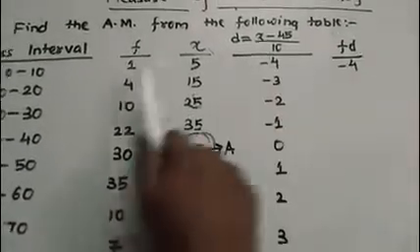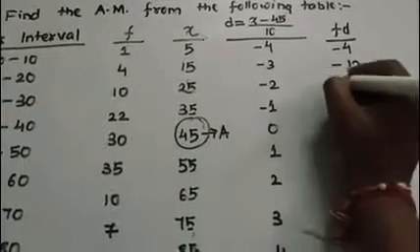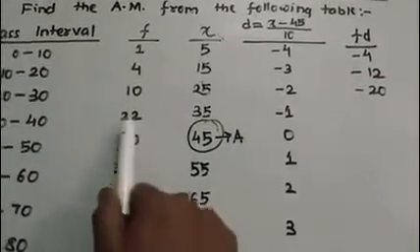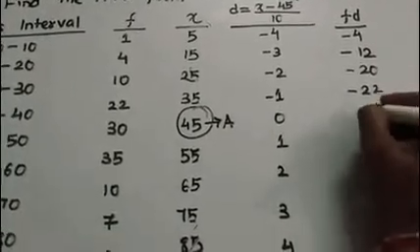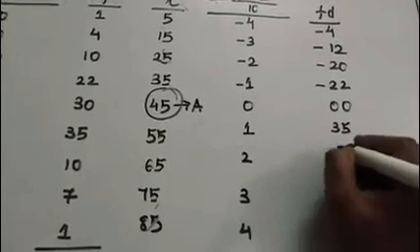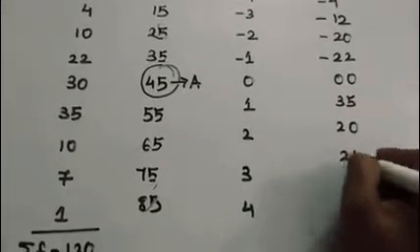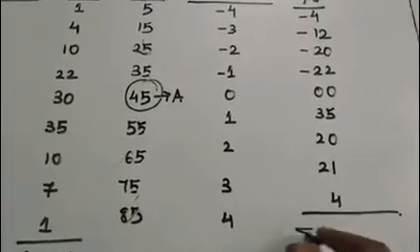Minus 4, 4 into minus 3 is minus 12, 10 into minus 2 is minus 20, then 22 into minus 1 is minus 22, 13 into 0 is 0, then 35 into 1 is 35, 20 into 2 is 40, and the last one is 4. Then we have to simply add them.